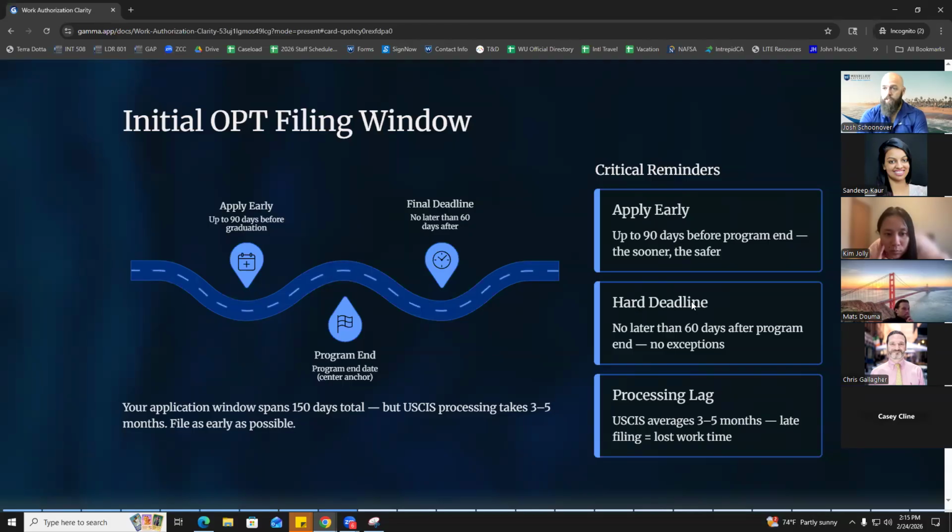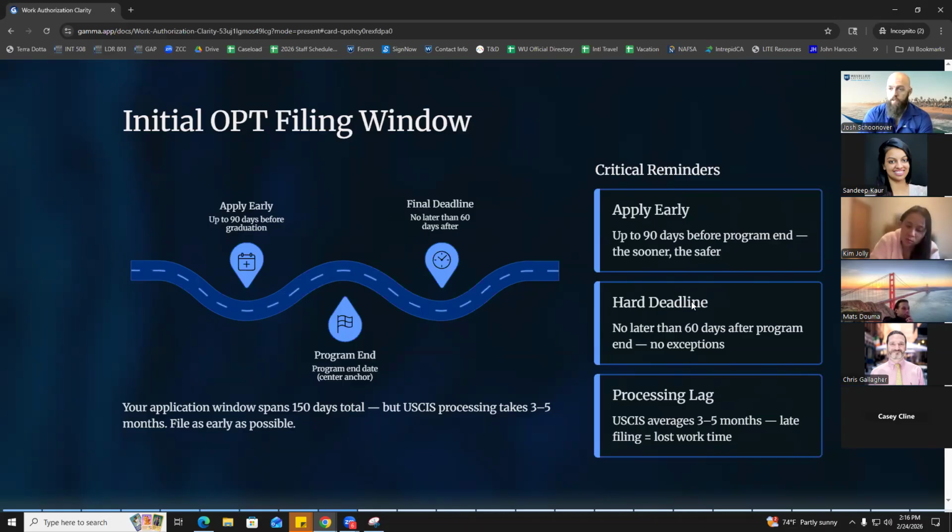I have worked with a student who applied 91 days before, and their application was rejected for applying too early. Now, fortunately for this person, she got the denial notice during her grace period, so she was able to file for a new OPT application, but she did have to pay a new application fee, and she did have to wait an additional 3 months. So it's very important to be aware of where you are in the process, and also that you're communicating with the DSOs at your school.